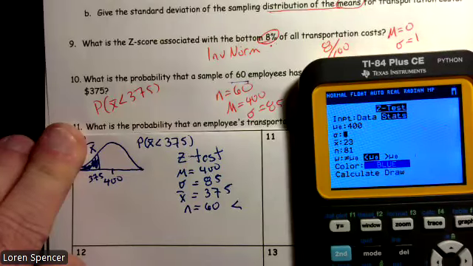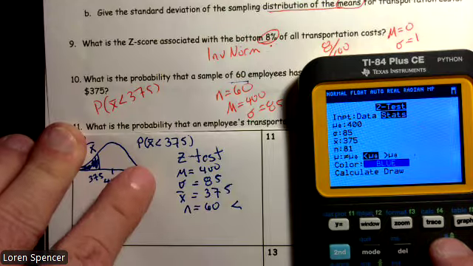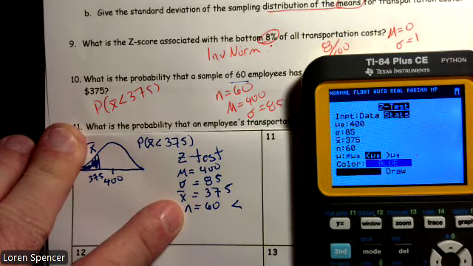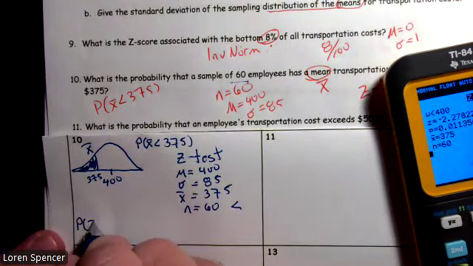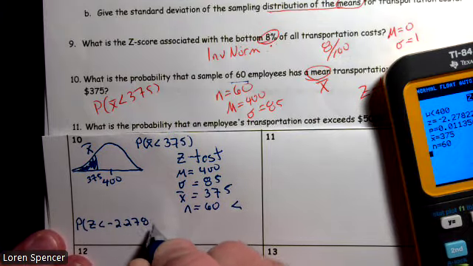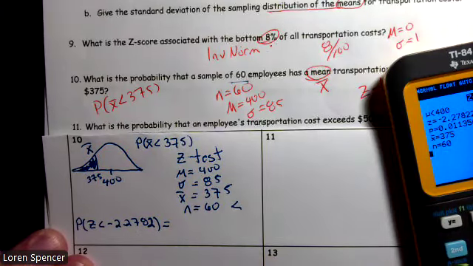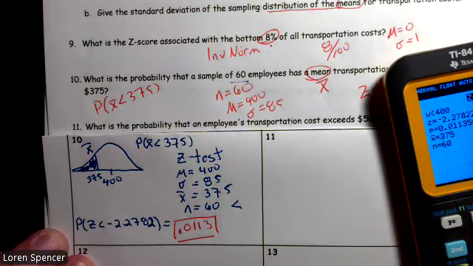So give me just a moment as I type that in. 400, standard deviation 85, X bar 375, N is 60. I have less than already selected. So the probability that Z is less than negative 2.2782 equals 0.0113. Always box your answers.